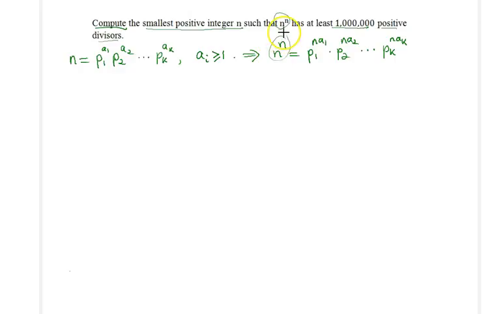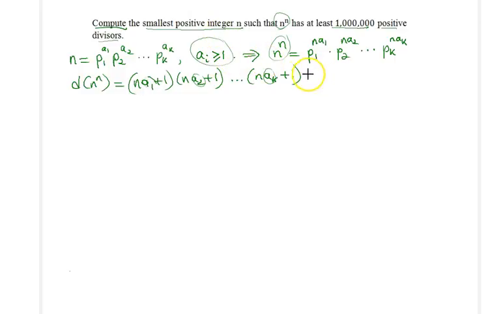And we would like to count the number of positive divisors. Obviously we know the formula very well. That would be simply equal to (n·a1 + 1) times (n·a2 + 1) all the way to (n·ak + 1). And obviously because each of our a_i's is greater than or equal to 1, this expression is definitely greater than or equal to (n + 1) raised to the kth power. We just realized that it's possible to find an upper bound.